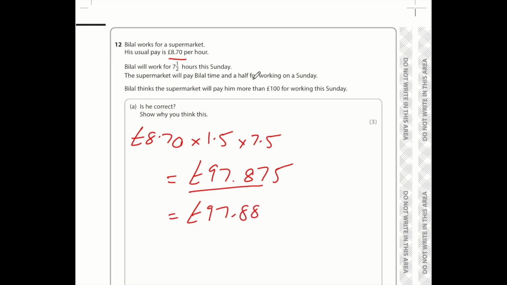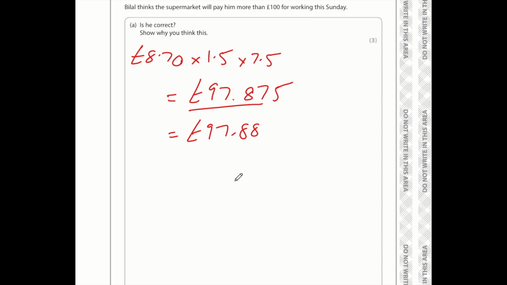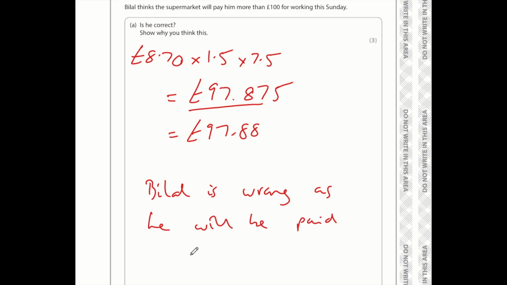Bilal thinks the supermarket will pay him more than £100, so we can just say Bilal is wrong, as he will be paid £97.88, which is less than £100. Done.